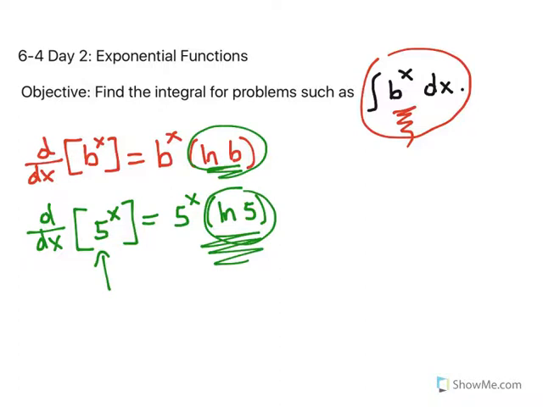So why do I want to remind you of this? Because let's think about how we can find an antiderivative for this integral. We're looking for an antiderivative of b to the x. Well, let's try b to the x. Is this correct?